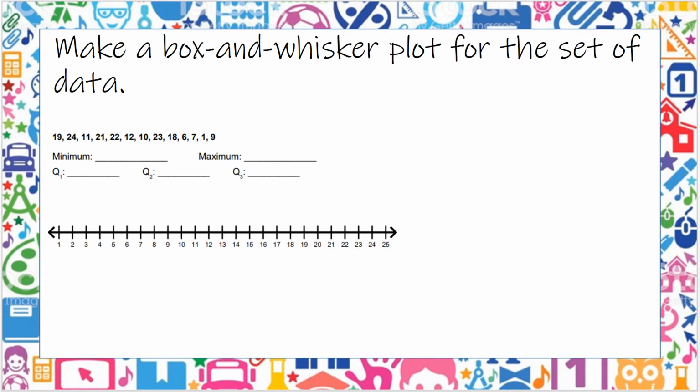Make a box and whisker plot for this set of data. So I've got 19, 24, 11, 21, 22, 12, 10, 23, 18, 6, 7, 1, and 9. So I'm going to put them in order least to greatest. I've got 1, 6, 7, 9. So I've used all those. I see a 10, 11, 12. Then I see 19, 21, 22, 23, and 24.